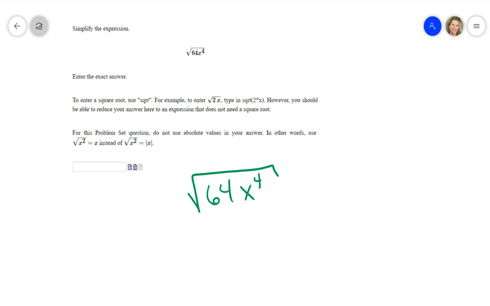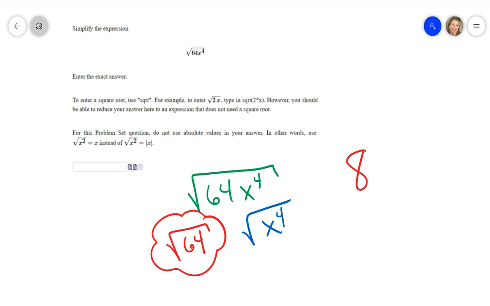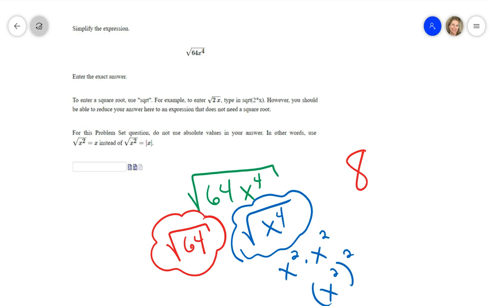Now you can split that up and look at it as the square root of 64 and the square root of x to the fourth. The square root of 64 is 8. Now, for this, the square root of x to the fourth, that is technically an x squared times an x squared, which is also an x squared squared. And you're square rooting that.